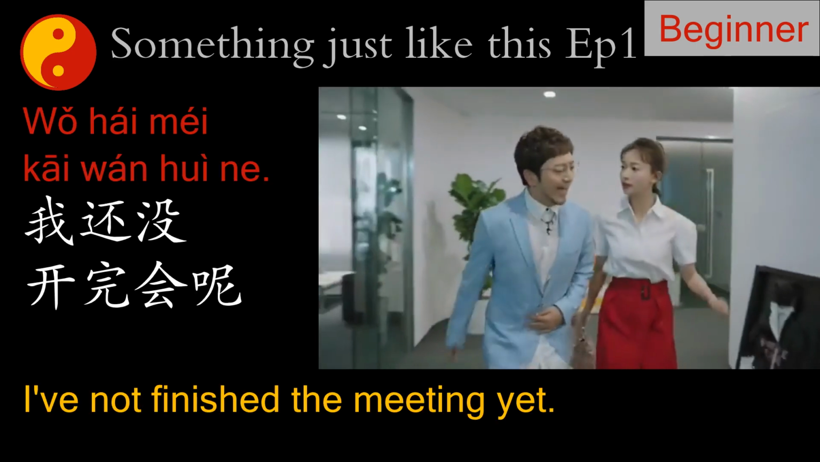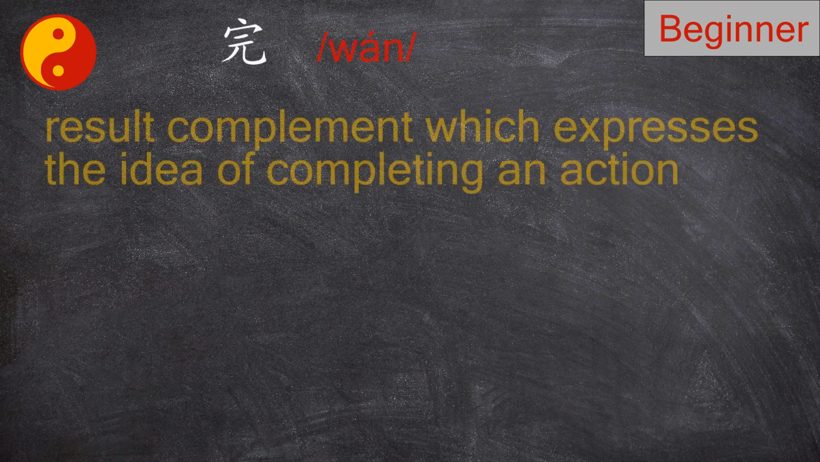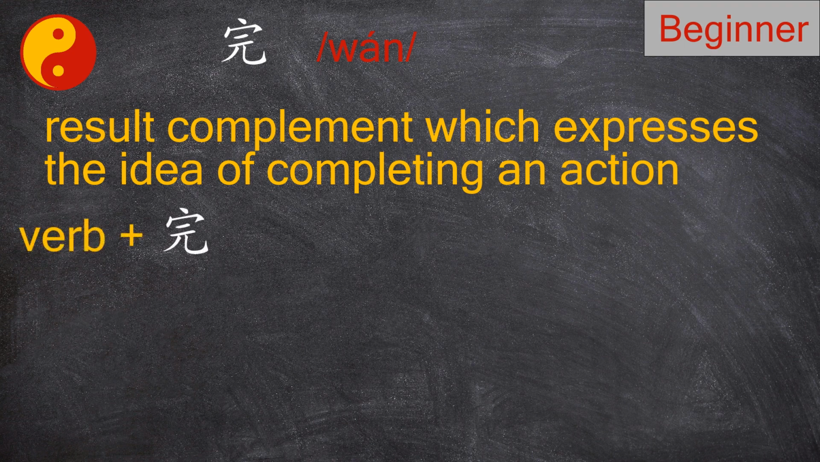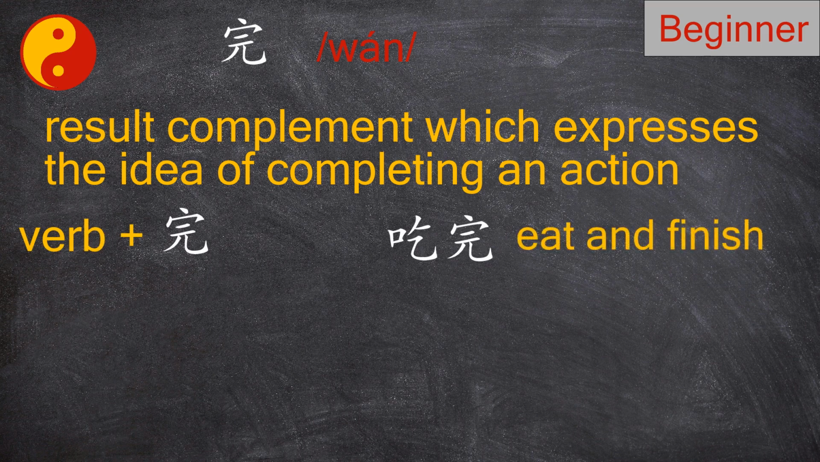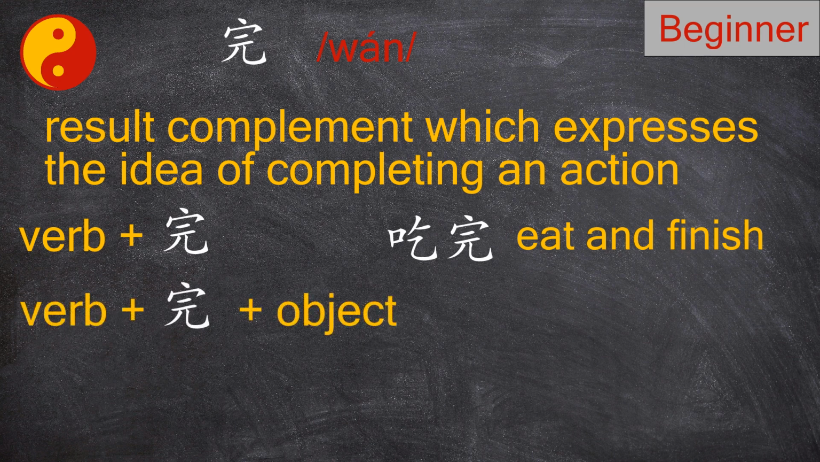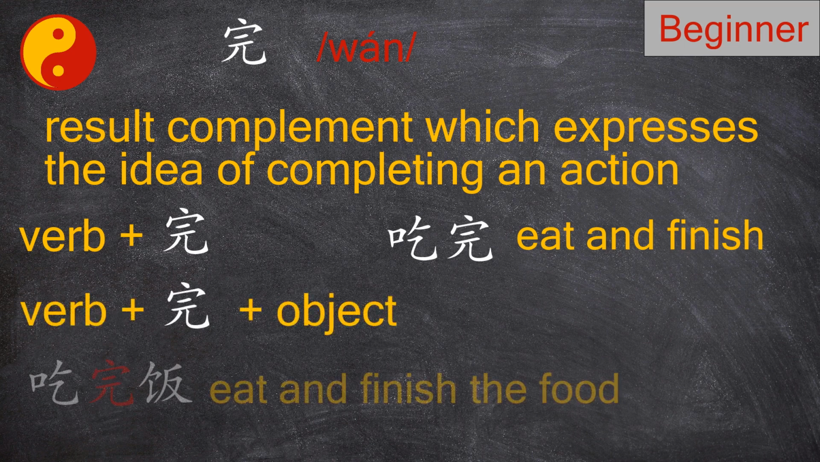开完会了。 我还没开完会呢。 完 is a result complement which expresses the idea of completing an action. The structure is verb plus 完. Like 吃完, it means eat and finish. Note that if the verb has an object, 完 must come between the verb and the object. So the structure is verb plus 完 plus object. Like 吃完饭, eat and finish the food. Here, 吃 is the verb and 饭 is the object.